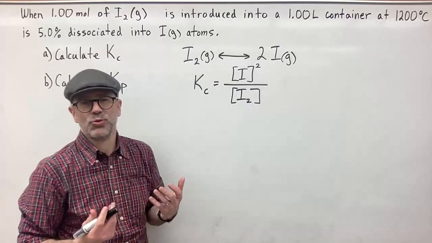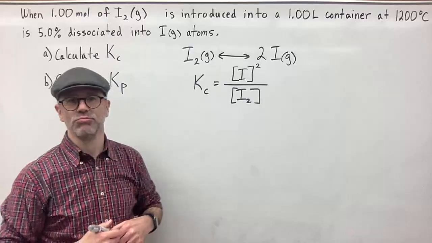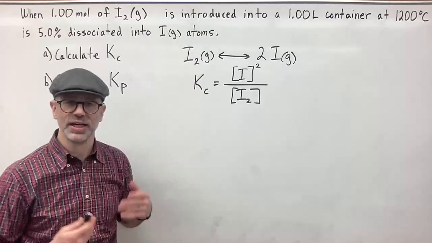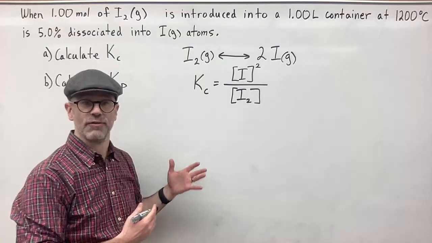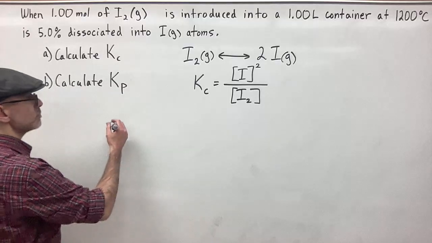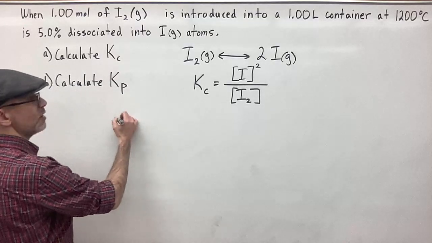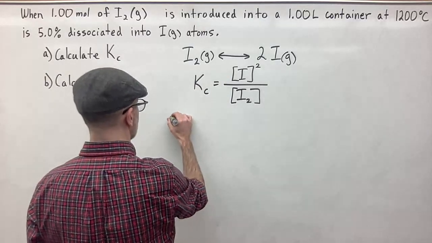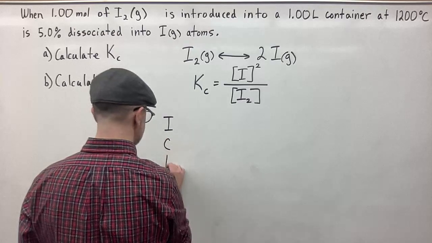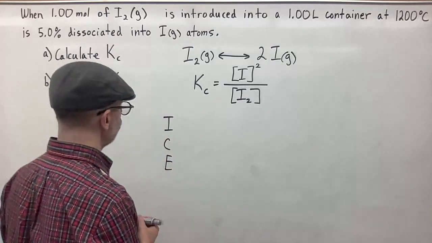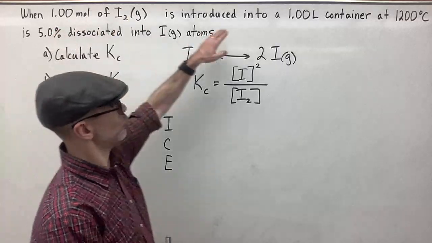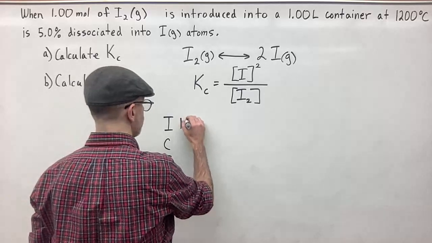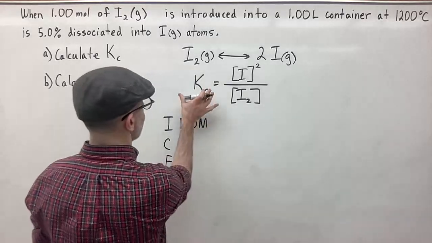In order to do that, we'll have to write out an ICE table. You don't have to write out the ICE table, but in this case, I'm going to write one out to show you how we get our values. So I'll write it down here underneath. We have ICE. And we're told that since we have 1 mole per 1 liter, that's a molarity of 1. So we'll have 1.00 molar here for the I2.